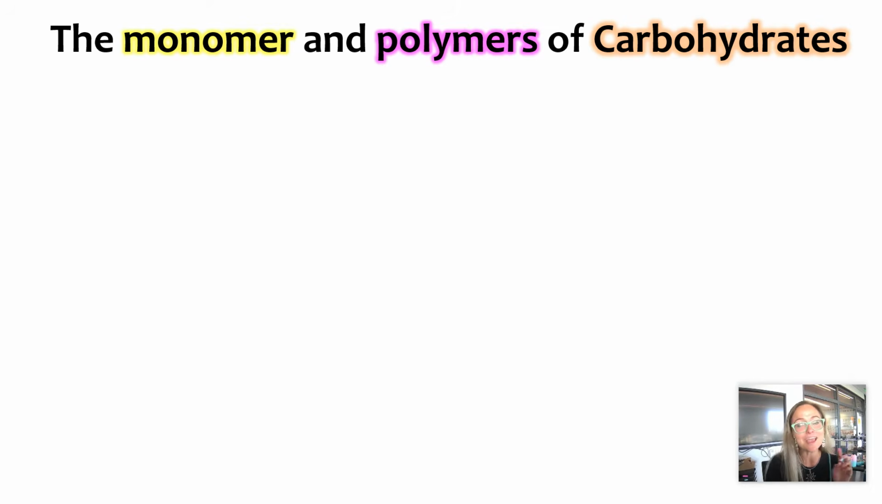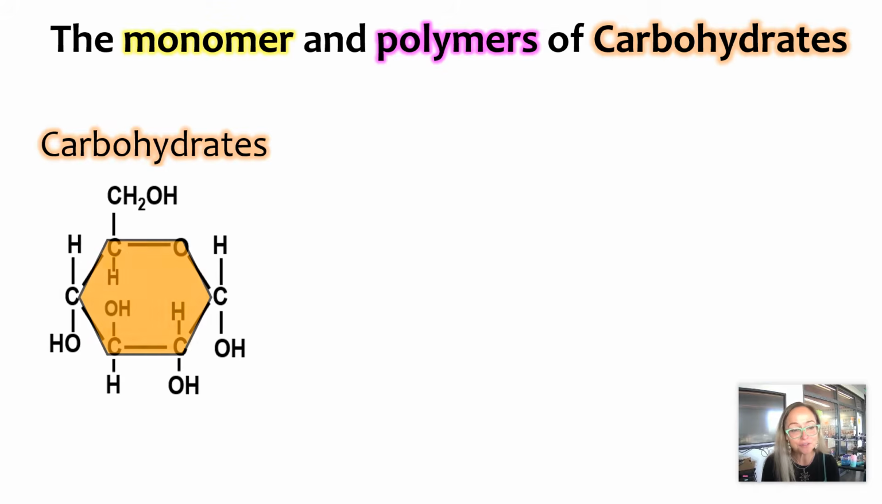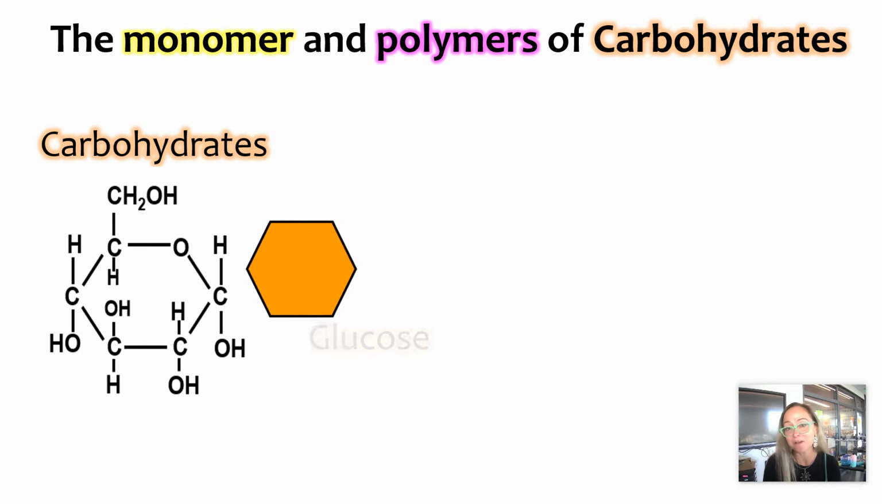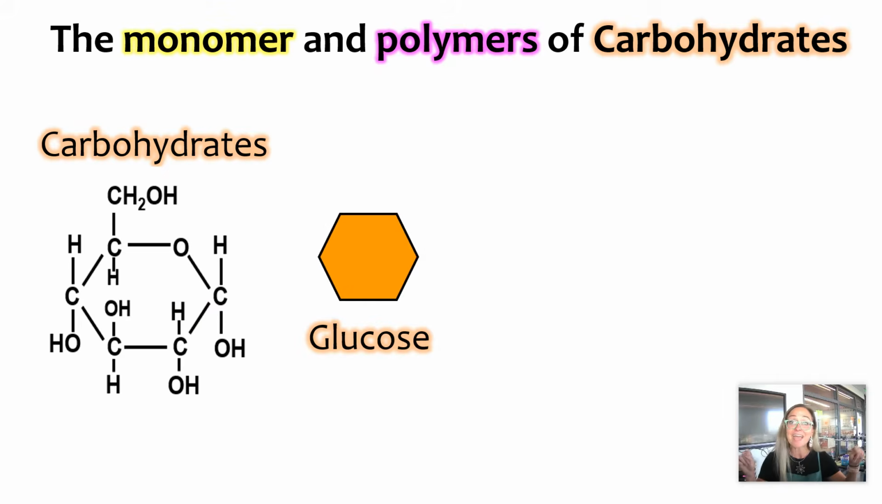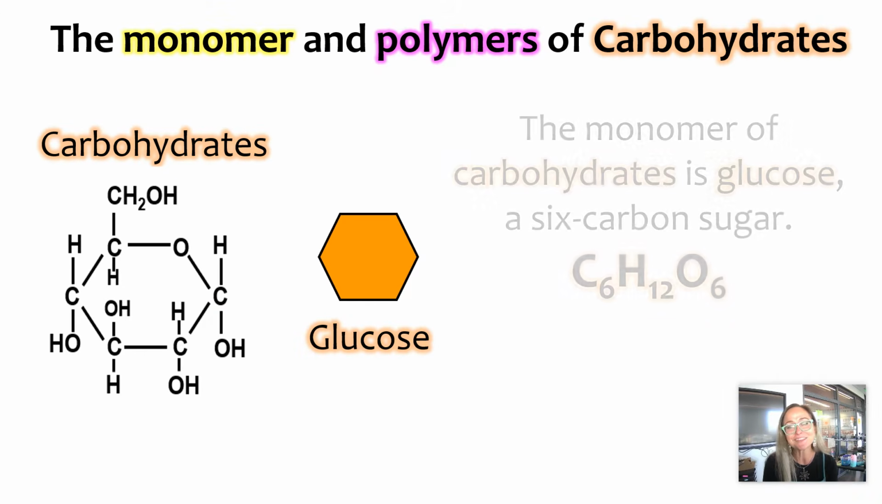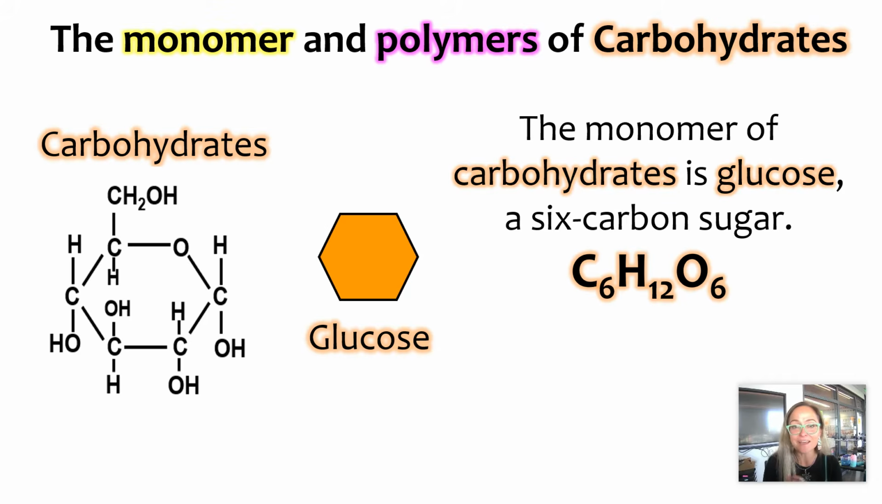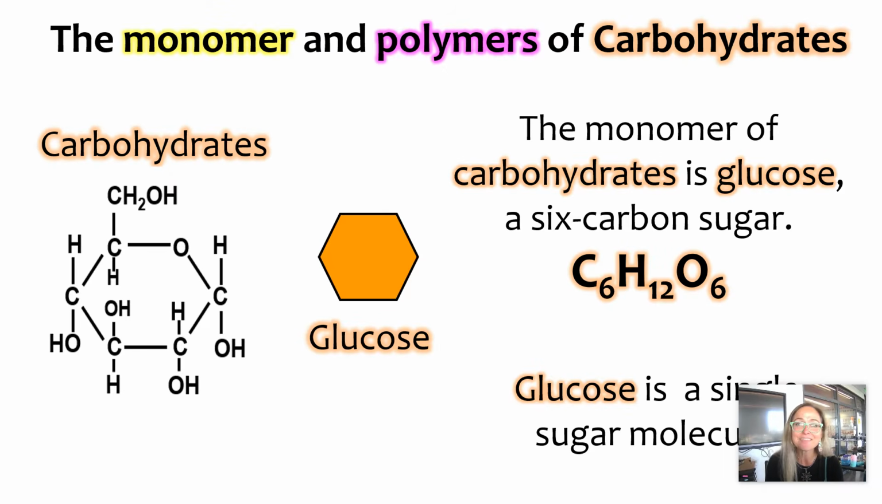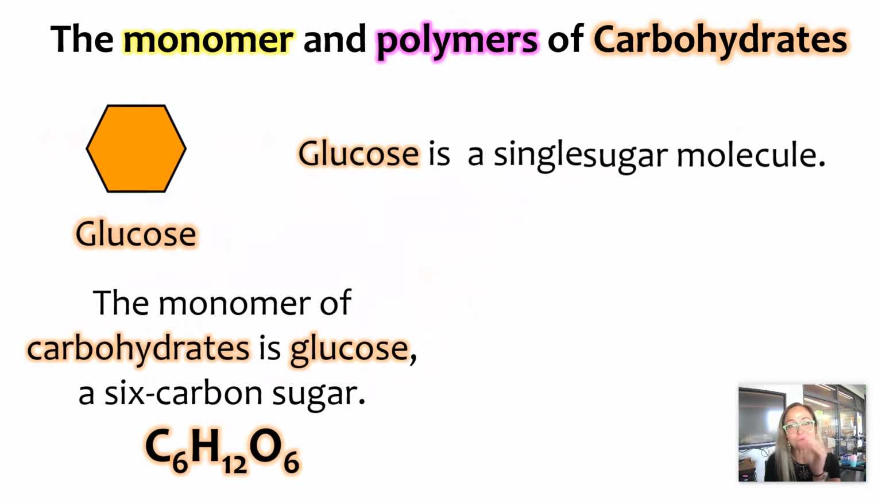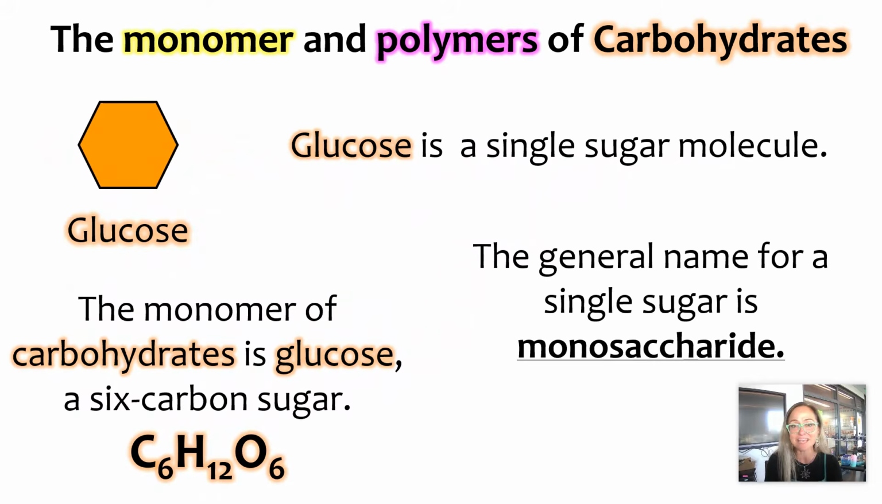So the monomer of carbohydrates, which are macromolecules, large organic molecules, is going to be glucose. Now, glucose is a 6-carbon molecule, and it does result in a hexagon shape. And so when we look at the molecular formula of glucose, it is C6H12O6. Now, glucose is one single sugar, and the fancy scientific word for one sugar is monosaccharide. Mono means one, and saccharide means sugar.